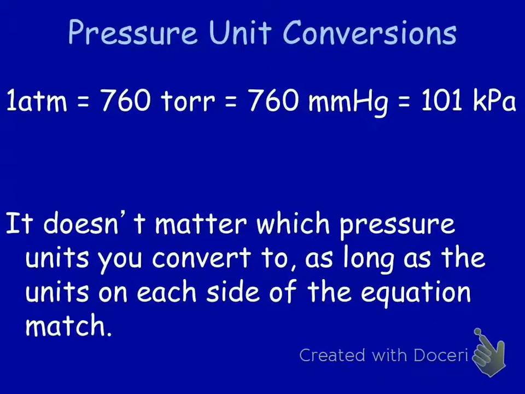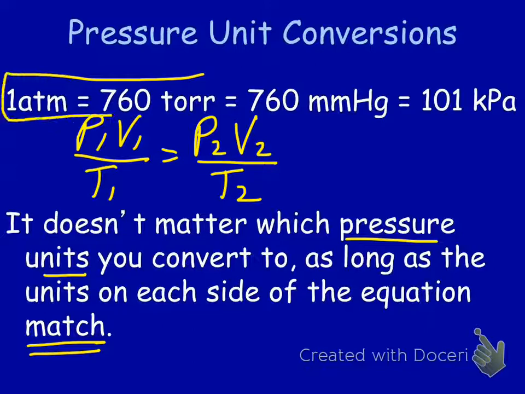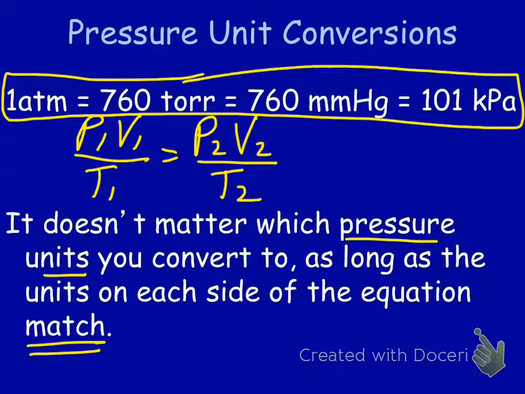Today we're going to be using the gas law equation P1 V1 over T1 equals P2 V2 over T2. But what we're going to be seeing is that our pressure units are not going to be the same. So what we're going to have to do is make sure that they're the same on each side so that the pressure units match. So we're going to be using this conversion to convert one of the pressure units so that they match. So let me show you what I'm talking about.